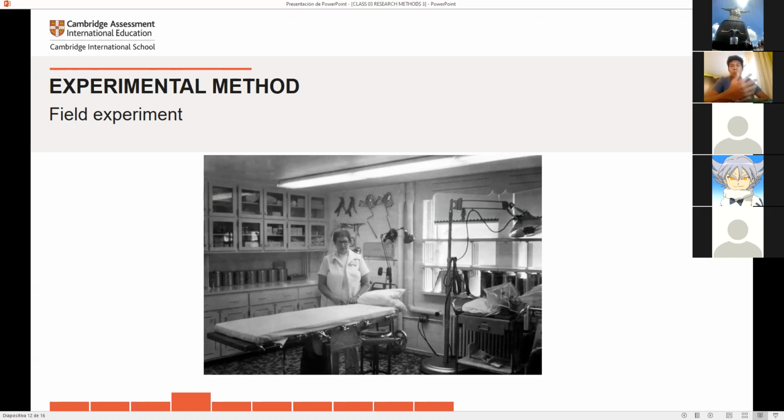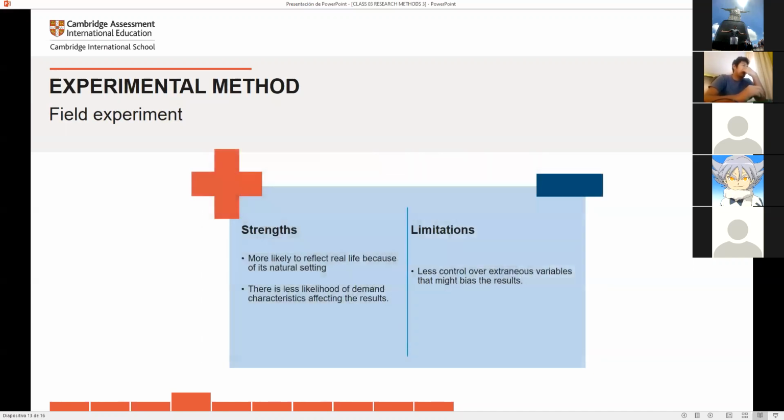And as an example, we have the Hodges and Tizard experiment, where the nurses were instructed by someone on the phone to administer one specific pharmaceutical product to the patients without knowing what it was, just following orders, right? So it also has strengths and weaknesses.